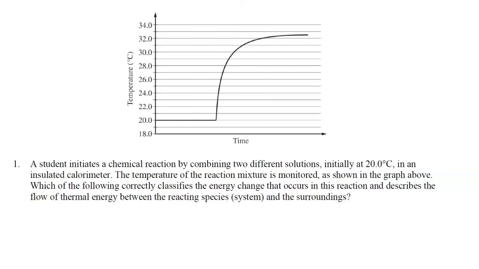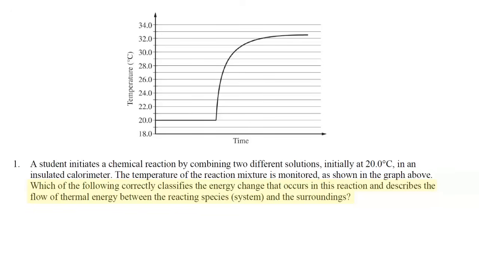Now, let's take a look at our first multiple choice question. In question 1, it says, a student initiates a chemical reaction by combining two different solutions initially at 20 degrees Celsius in an insulated calorimeter. The temperature of the reaction mixture is monitored as shown in the graph above. Which of the following correctly classifies the energy change that occurs in this reaction and describes the flow of thermal energy between the reacting species, the system, and the surroundings?